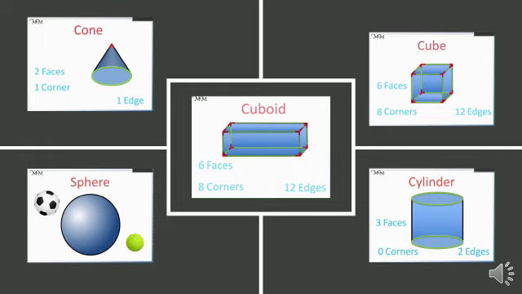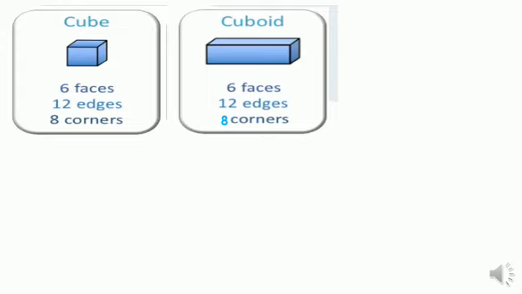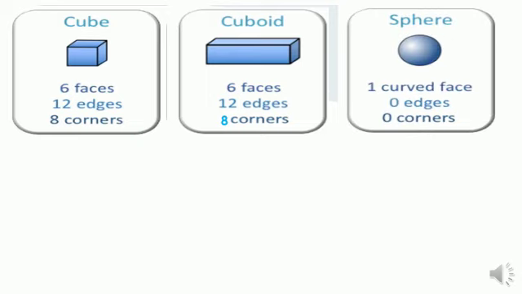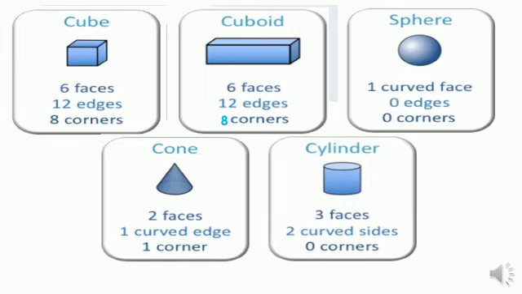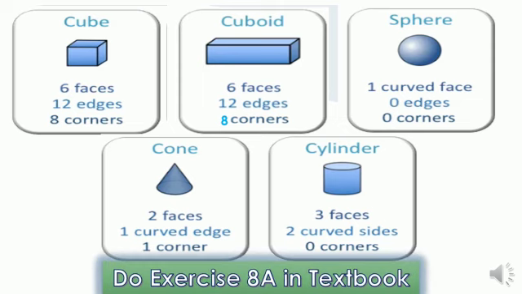So children, now we know how many faces, edges and corners the solid figures have. The cube has 6 faces, 12 edges, 8 corners, and it is the same with the cuboid also. Cube and cuboid have the same number of faces, edges and corners. Whereas the sphere has only one face, 0 edges and 0 corners, the cone has 2 faces, 1 edge and 1 corner, and the cylinder has 3 faces, 2 edges and 0 corners. So remember, children, all these numbers of faces, edges and corners, and try to do exercise 8A in your textbook.